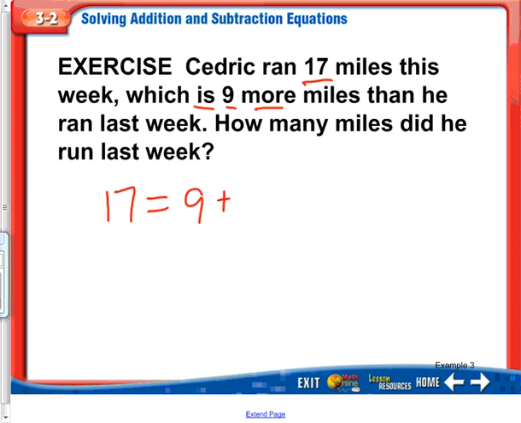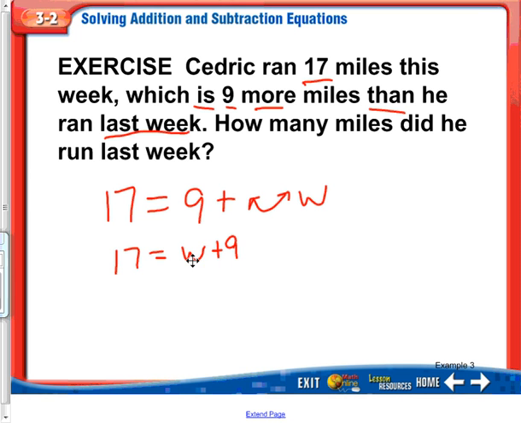more, which is addition. Then, so we know we're going to flip it, more than he ran last week. So maybe I'm going to put a W for week, which represents last week. So now I'll rewrite it so I can get it in the right order. 17 equals W plus 9. And we know that the order really doesn't matter because we are adding, and addition is commutative. However, we want to get in the habit of writing it correctly.